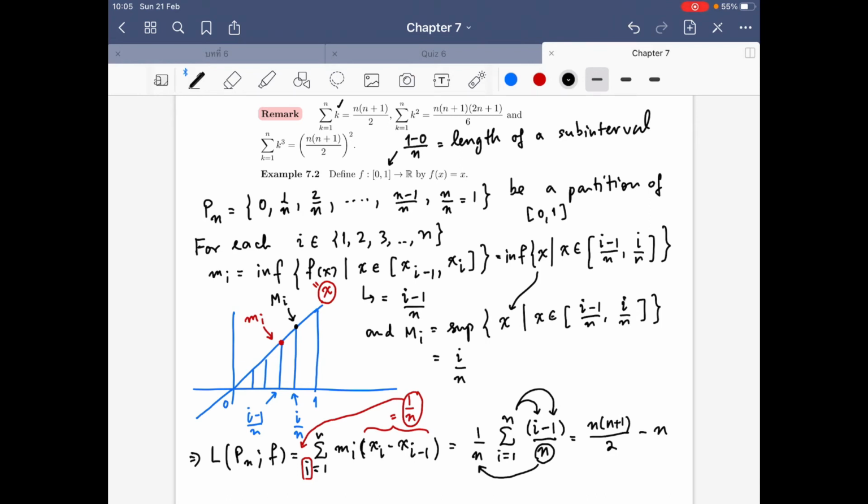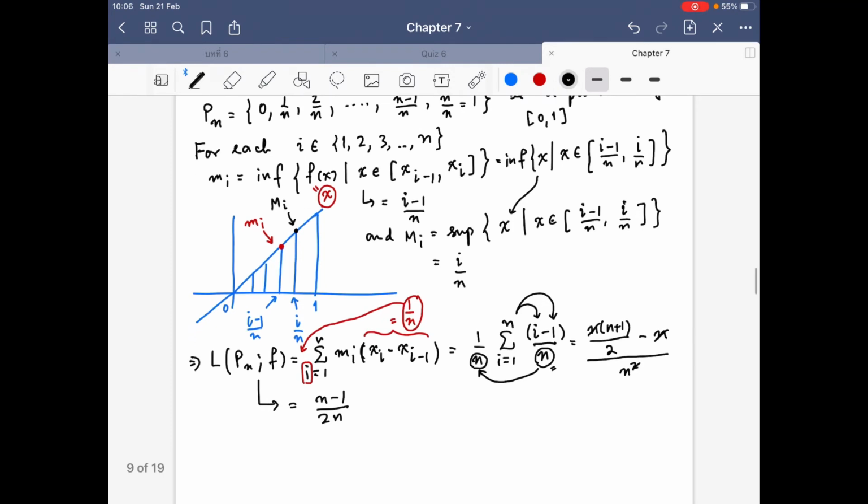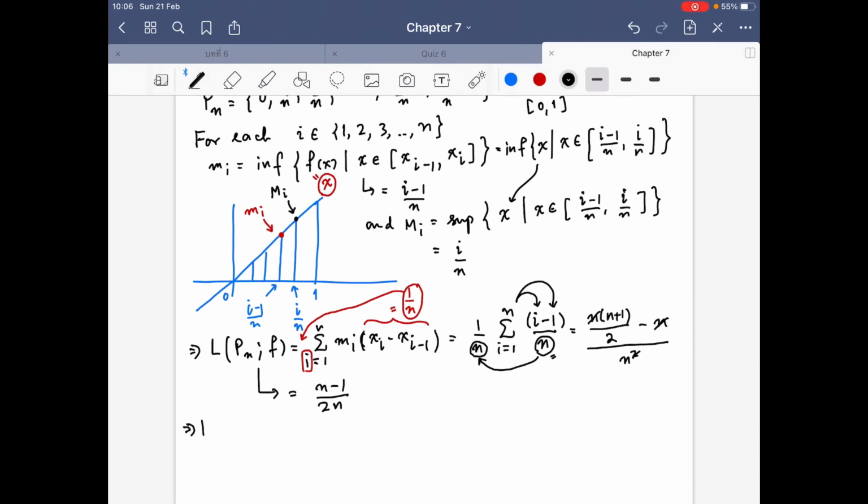Okay, and don't forget that you already have 1 n here and 1 n there, so you are going to divide by n square. Okay, you're going to divide by n square, and if you want, you can simplify this, the n cancelled, right? And then you end up with n minus 1 over 2n for your lower sum. How about your upper sum?